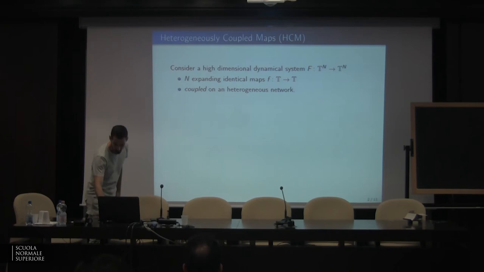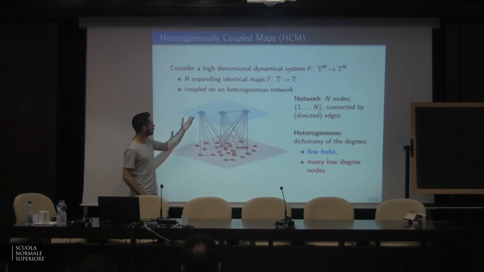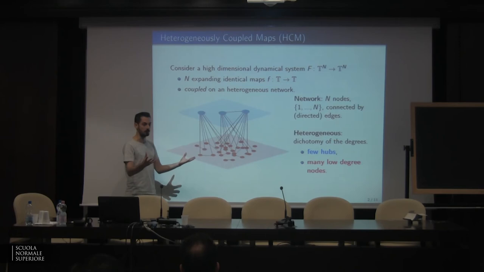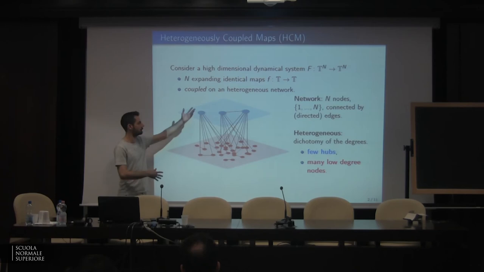Suppose that you have n expanding identical maps f, and you should think of them as sitting on each node of this network here. So you should think that you have a copy of the torus on each of these nodes, and if there were no connections in the network, so everything was uncoupled, each of these coordinates would evolve according to some uniform expanding map. Then you couple these maps on this structure, meaning that you have a discrete dynamical system, and the evolution of the coordinate on this node will depend on the coordinate associated with the node, and also the coordinates associated with the nodes to which this node is connected.